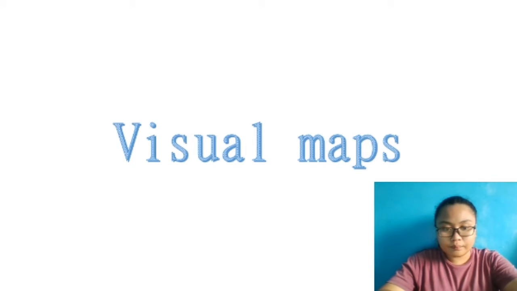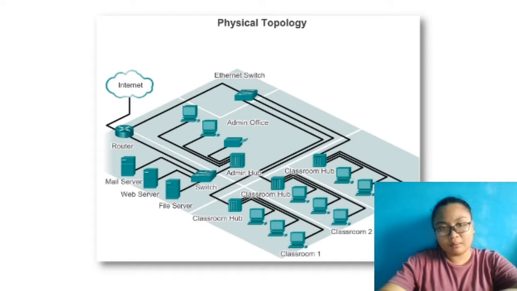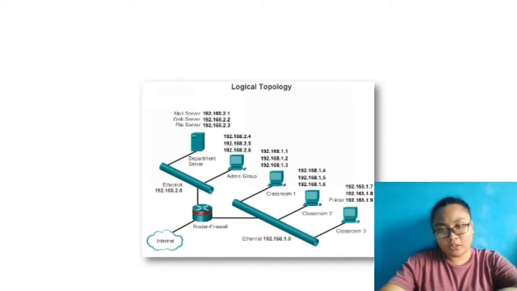Visual maps. Cisco Prime Infrastructure provides a visual map of your network physical topology, including the network devices and the links that connect them. The topology maps have indicators that show the current alarm status of network devices and links. Using these network topology maps, you can easily monitor your network by viewing alarms in the context of the interconnection between devices. This is the example, the physical topology and the logical topology.